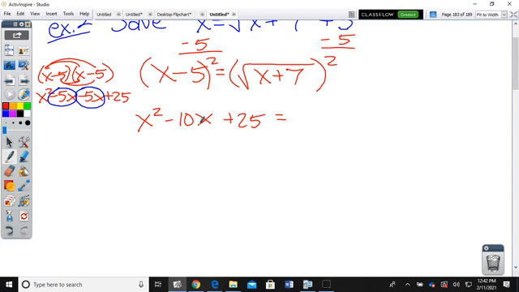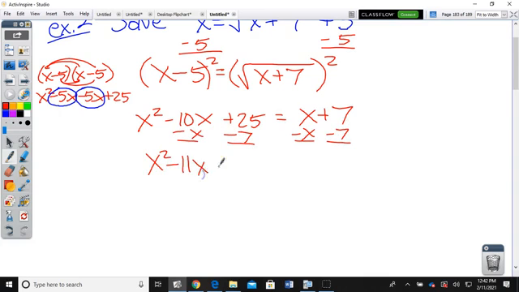All right? Equals, when I square that, what happens? The square root goes away, and I'm left with x plus 7. What kind of equation do I have? Quadratic. That's important to know, because if it's a quadratic, I need it equal to 0. So I'm going to move the x and the 7 over by subtracting. I have x squared minus 11x plus 18.